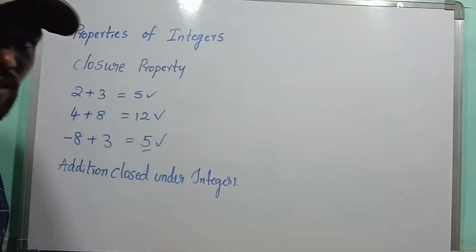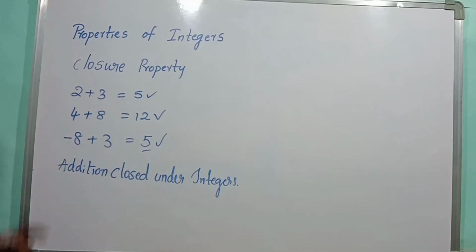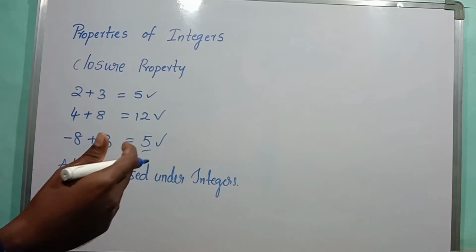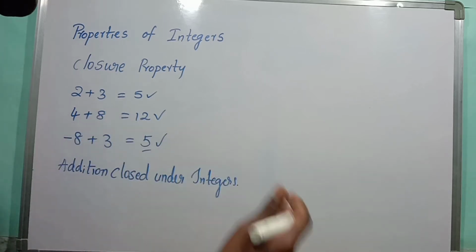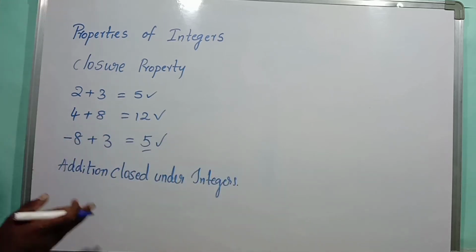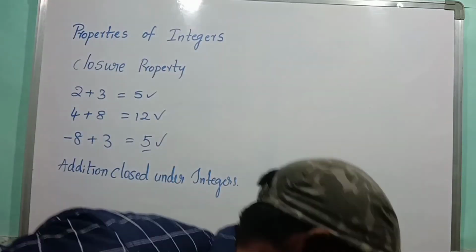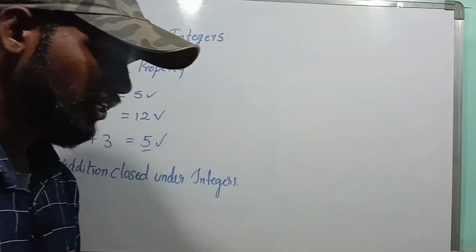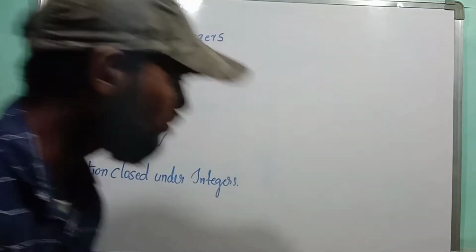So everyone clear? This is the closure property. This is only for addition. We will do subtraction, multiplication and division in other classes. Next we are moving to the associative property and the commutative property. Okay, next we are moving to the commutative property.